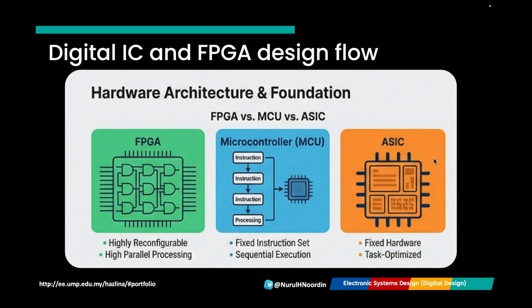In summary, choose an MCU for simple low-power sequential control. Choose an ASIC for permanent, mass-produced performance, but choose an FPGA when you need high-speed parallel processing that can adapt and evolve right on your desk.